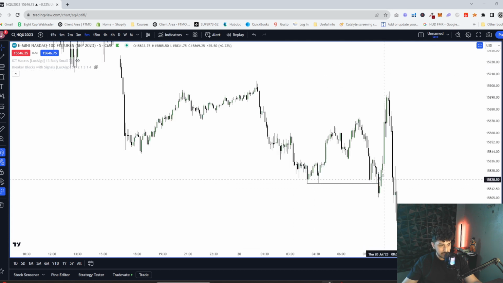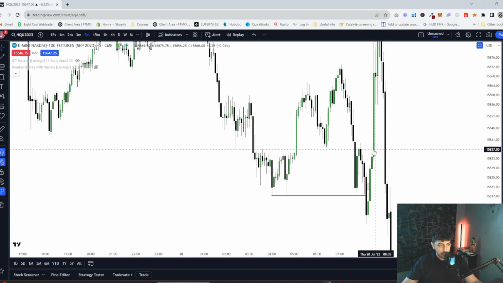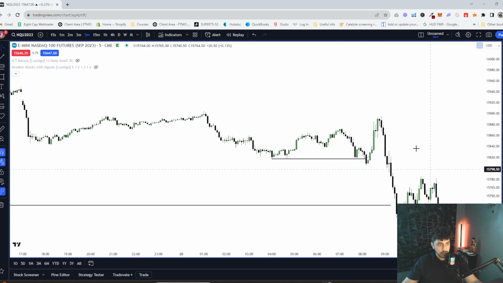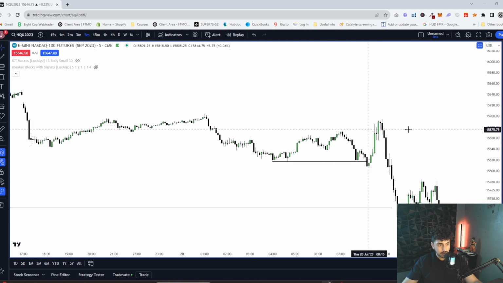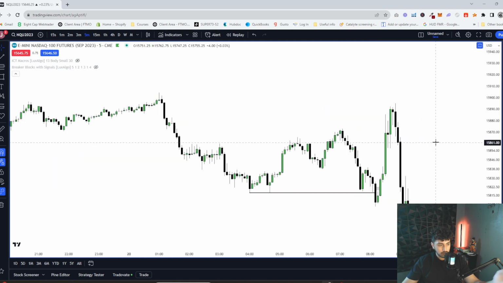All right, here's that same example. We have this bearish PD array on the 5 minute that caused that liquidity sweep. You think it's reacting to it, boom, it closes above it. Then it sweeps that liquidity. Now, what do you want to look for?